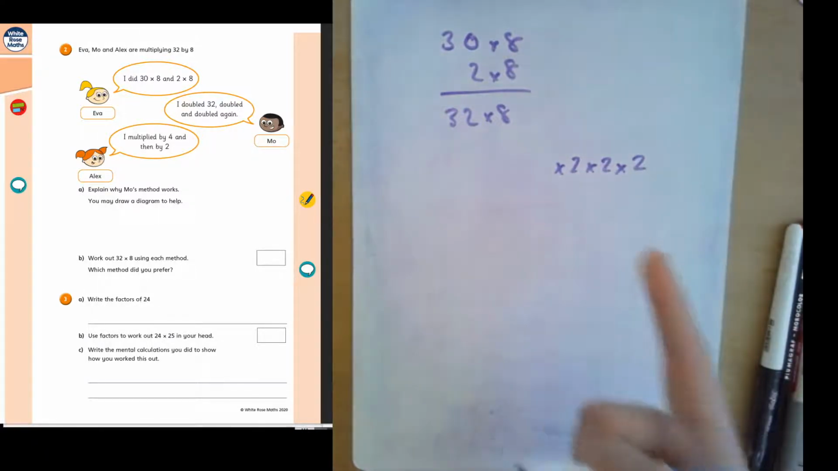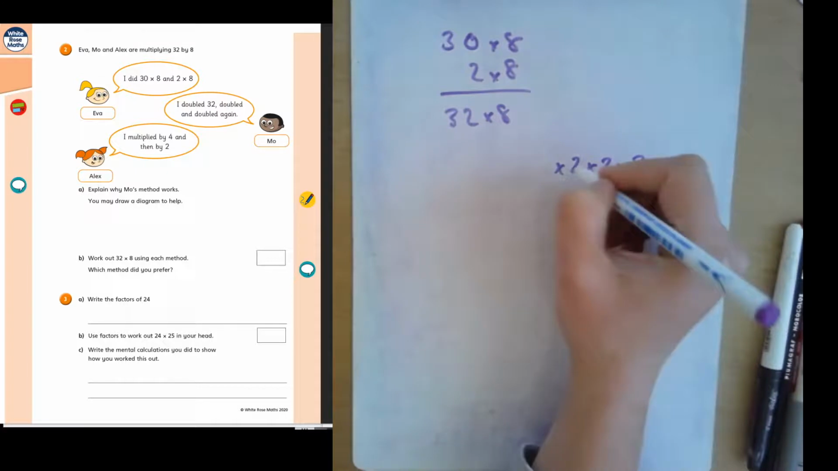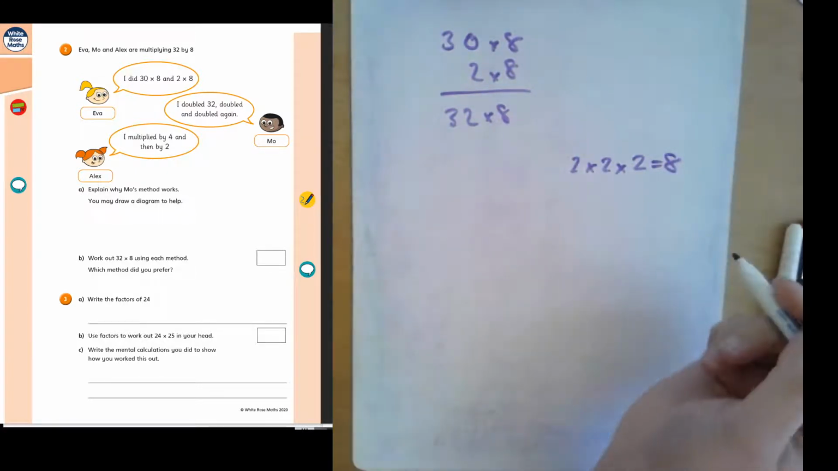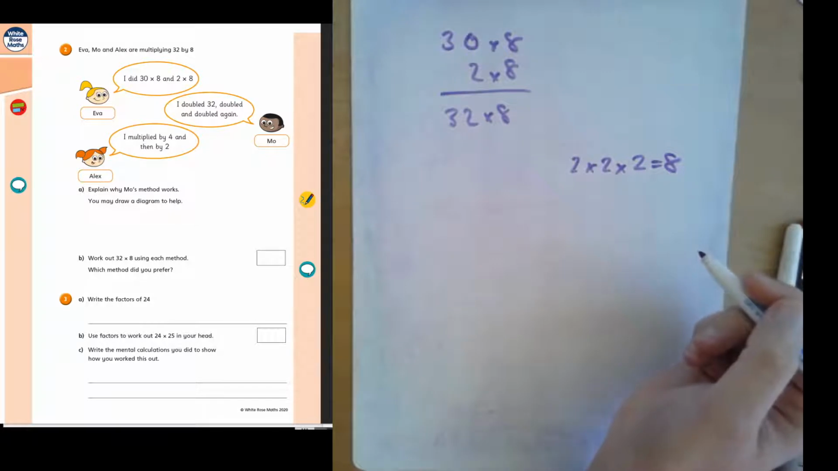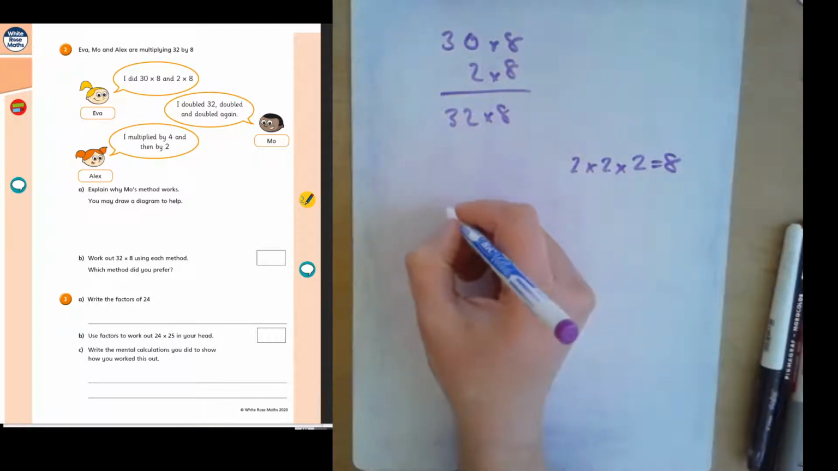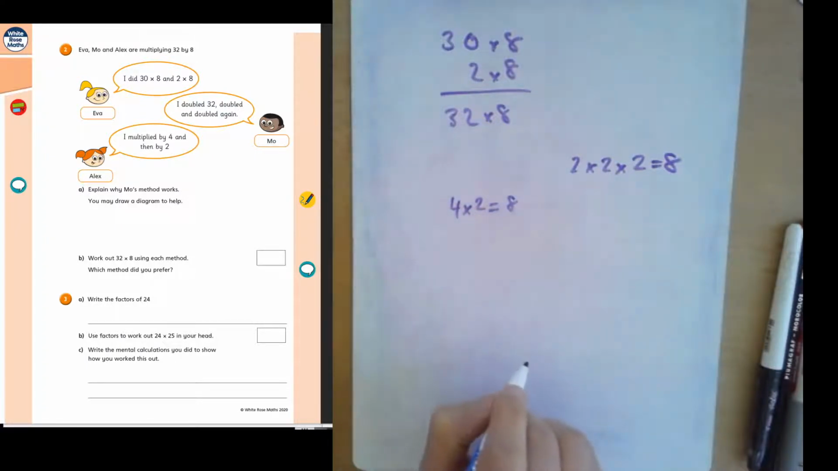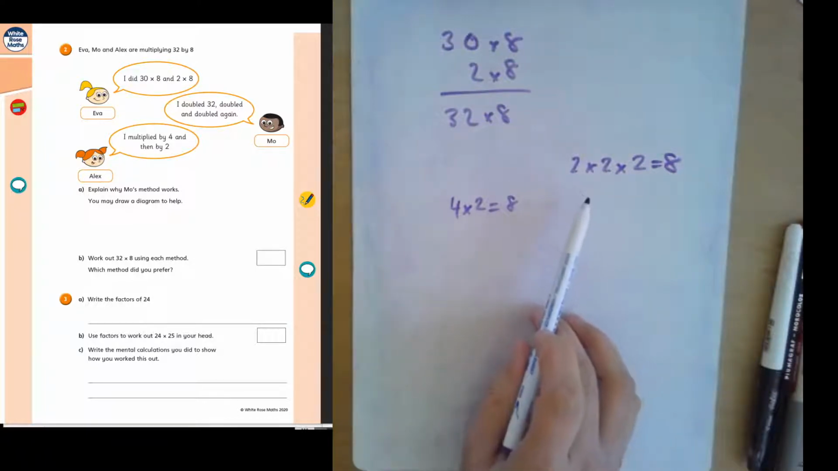Can you remember what we did at the beginning? What does that become? 2 times 2 times 2 equals 8. So he's going to get to the 8 times table as well. And then Alex is going to do 4 times 2, which is also 8. Okay? So it tells you that you just need to explain why this works.